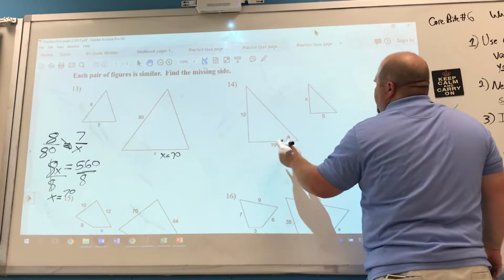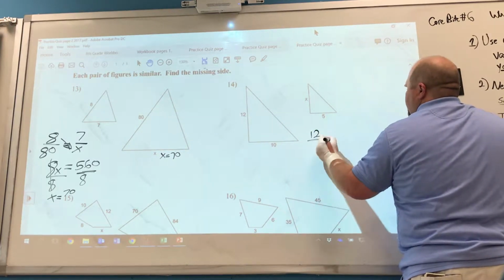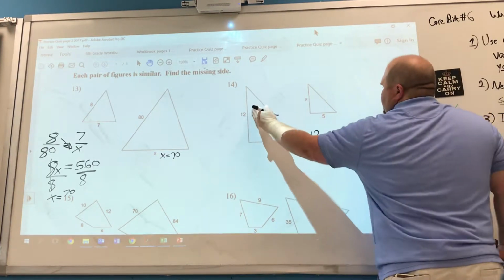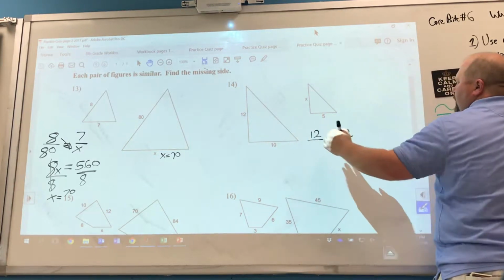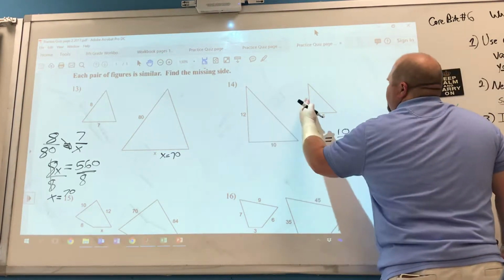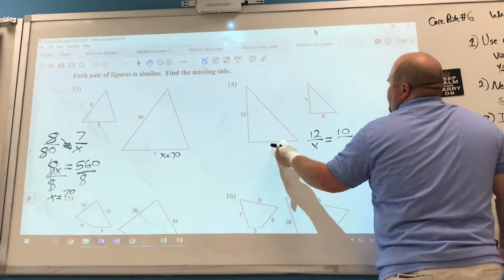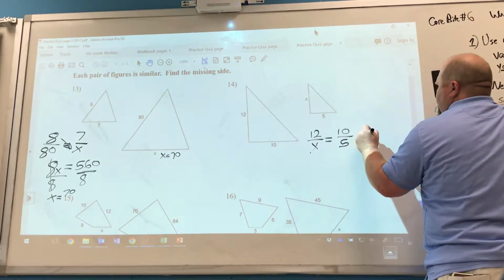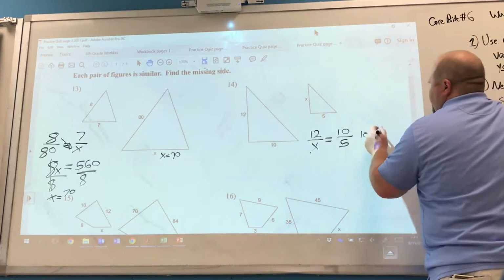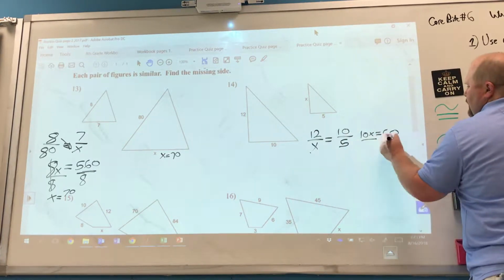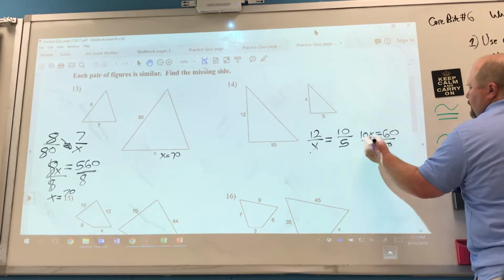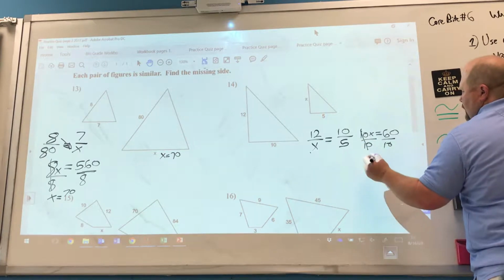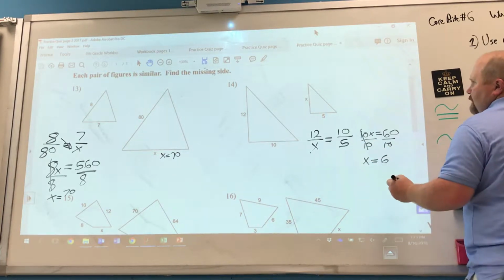All right, number 14. I can go ahead and use 12 and 10. Notice 12 and 10 are from the same shape. They're on the same level. They're both on top. 12 corresponds to X. 10 corresponds to 5. Cross multiply. X times 10 is 10X. 12 times 5 is 60. You need to divide both sides by 10. X equals 6.